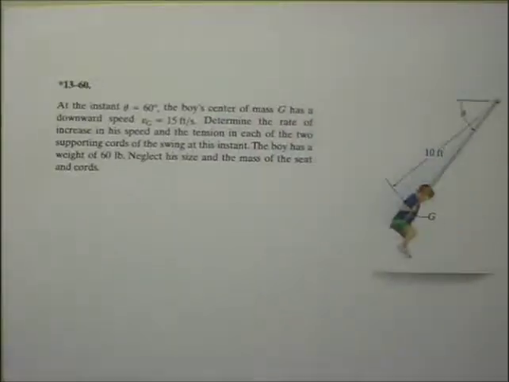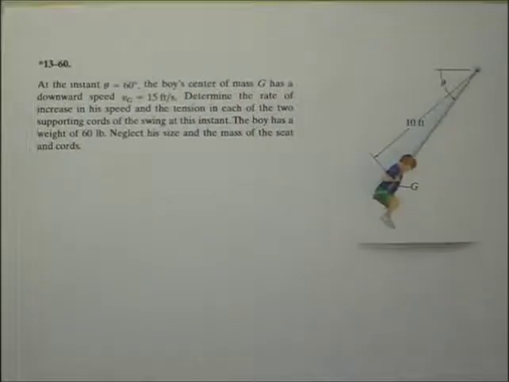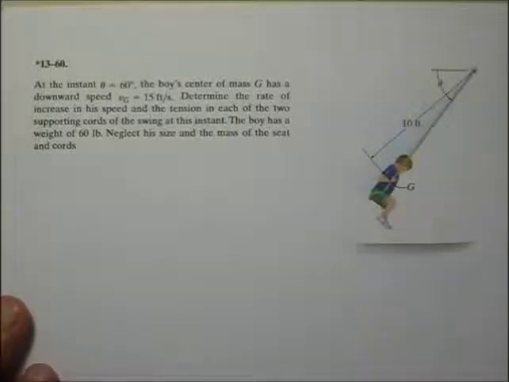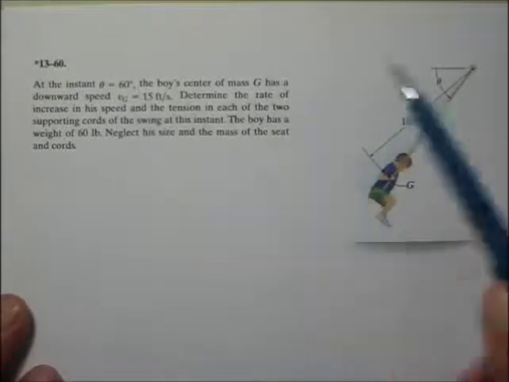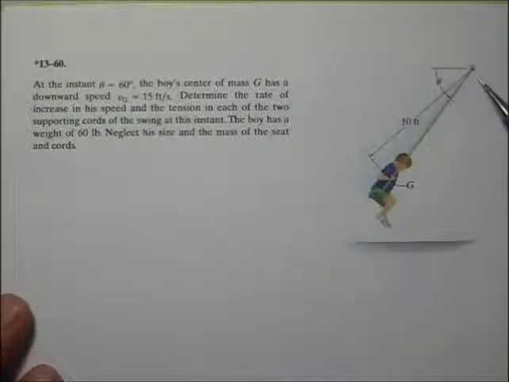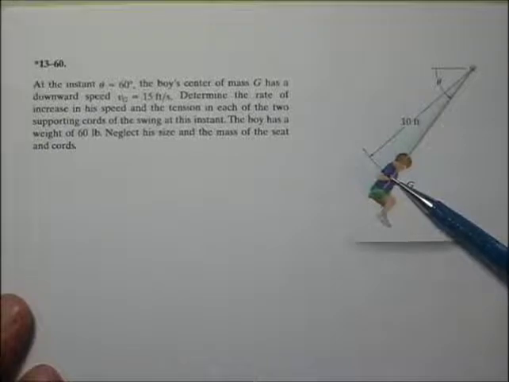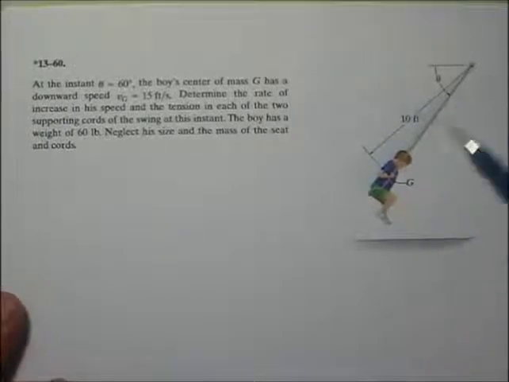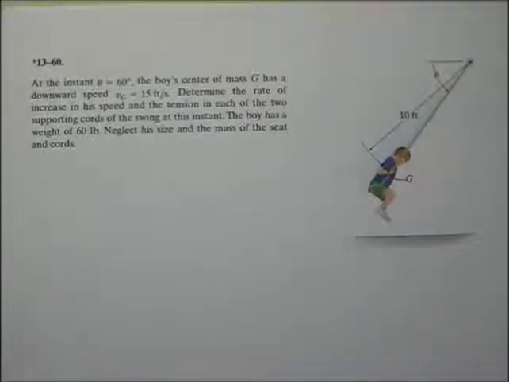All right, so we're going to start with a couple of easy problems here. Here's a young man who's on this little swing set, and we want to find a couple of things. At the instant theta equals 60 degrees, he's right here. He's got a center of mass here, and he's got a downward speed of 15. We want to find the rate of increase of his speed and the tension in each of the two ropes that are holding the boy. He weighs 60 pounds.